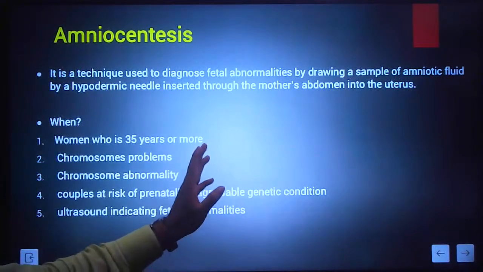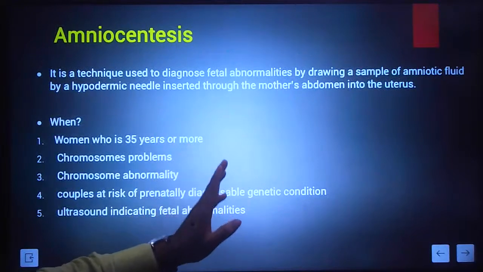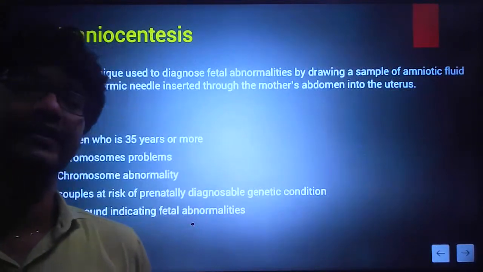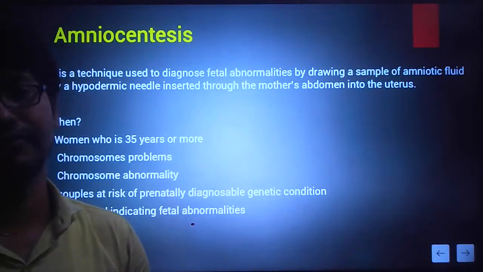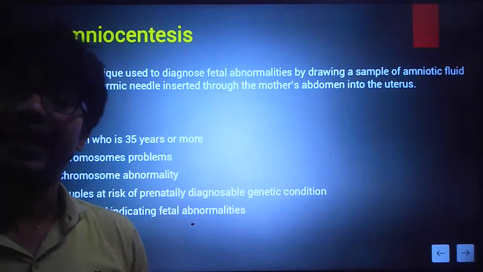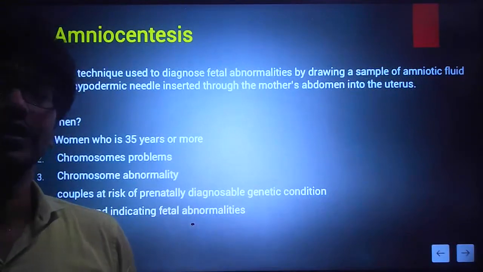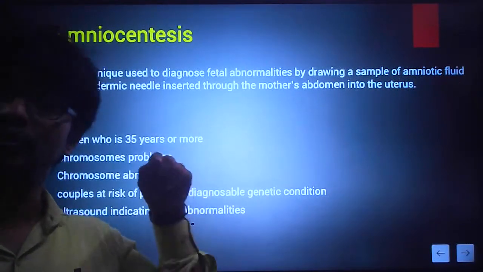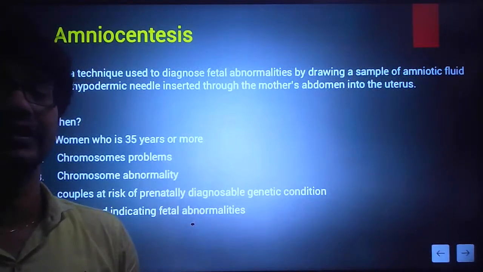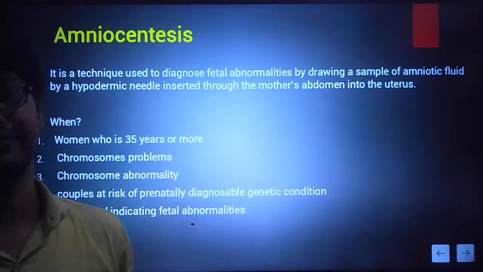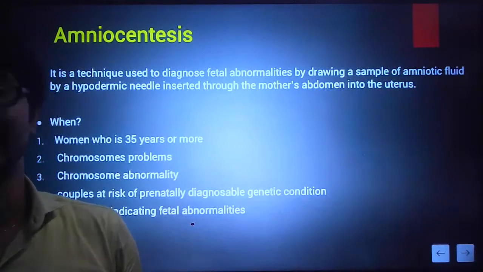So authorization is required. Before 35 years the female may not be anatomically mature enough, so they will not collect amniotic fluid. Before 35 years they will not puncture the uterus to collect the amniotic sac, because it is not safe for the mother. So only above 35 can they do it.